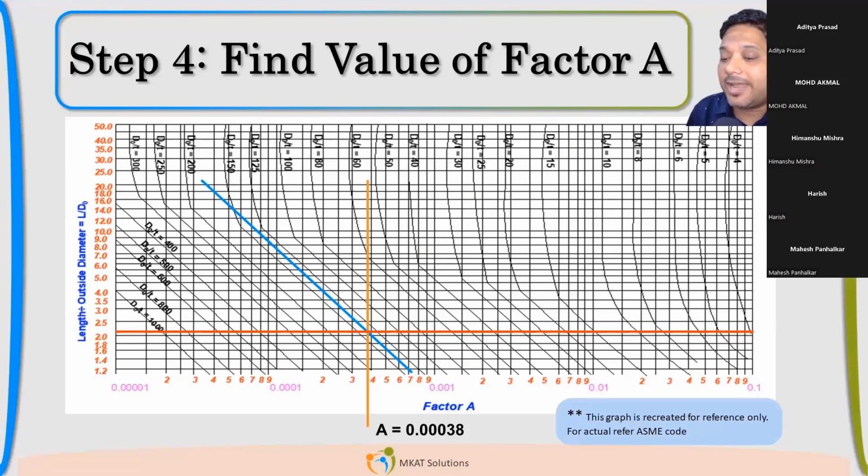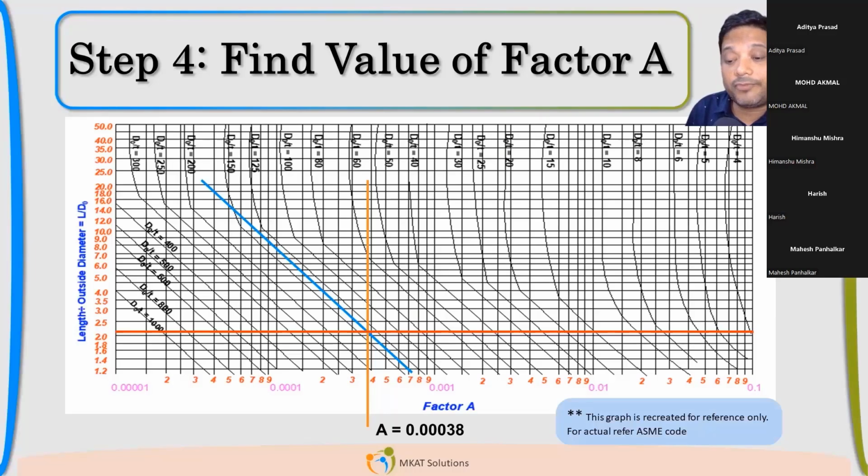If I have to read this value, it will be 0.002. This is how we read it, because it's logarithmic and it works in a multiple of 10. Yeah, it can be 0.00038 or 39, right? So it's an approximation which we are taking. So that much variation is possible, right?